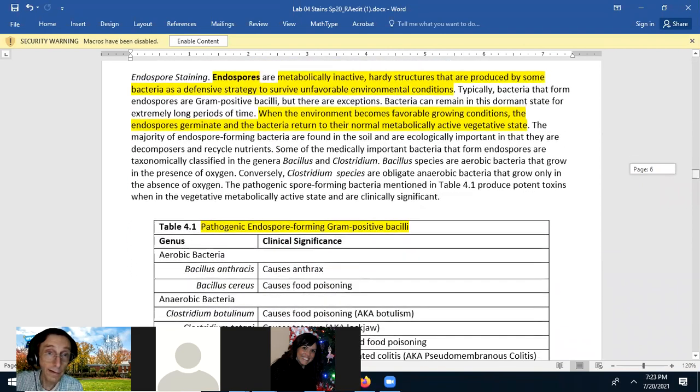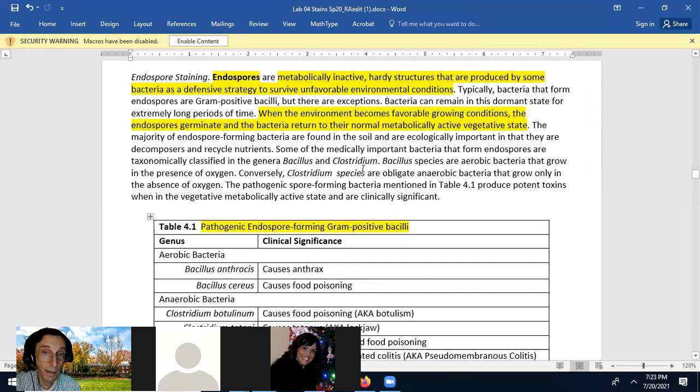All right. There's also endospore staining. And endospores are structures that cells make to survive a harsh environment. Endospores are metabolically inactive, hardy structures produced by some bacteria as a defense to allow the cells to survive a harsh environment. And generally, there's only two families of bacteria that produce endospores, the family Bacillus and the family Clostridium.